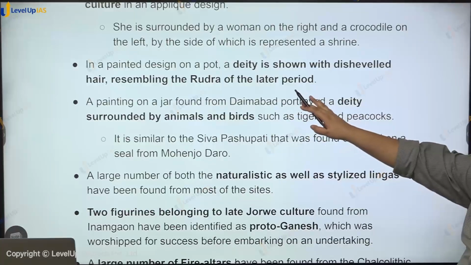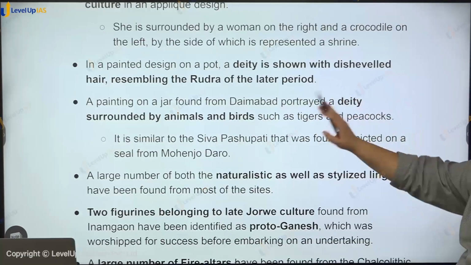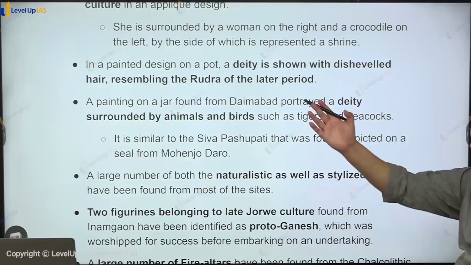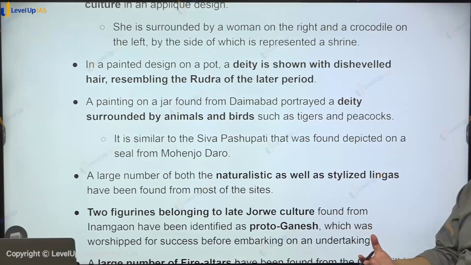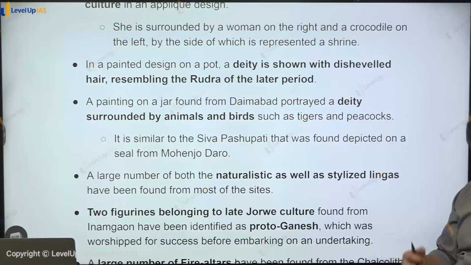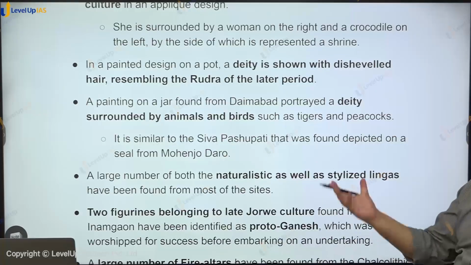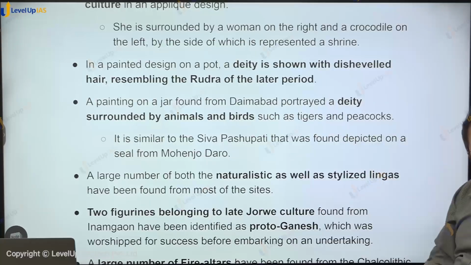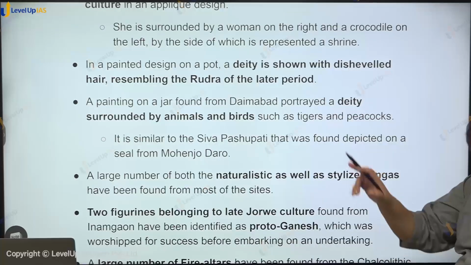In a painted design on a pot, a deity is also shown with disheveled hair resembling the Rudra of the later period. Rudra is god of what? Destruction. He is also god of war, right? That means that people may have been praying to this particular deity to protect them. Why? Because this was an extremely violent period. Several settlements were fortified. That means that warfare was an important activity, right? So that may be one of the reasons. The resemblance of this particular deity with Rudra also tells us that the later cultures had inherited the cultural sensibilities of the Chalcolithic people.